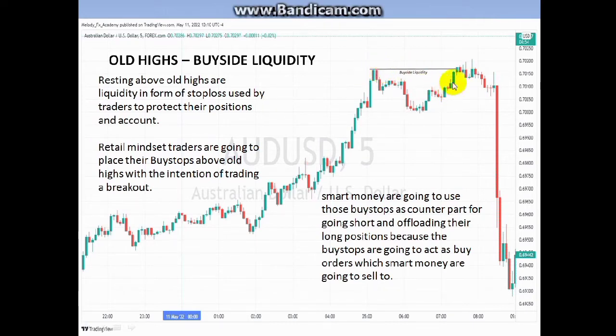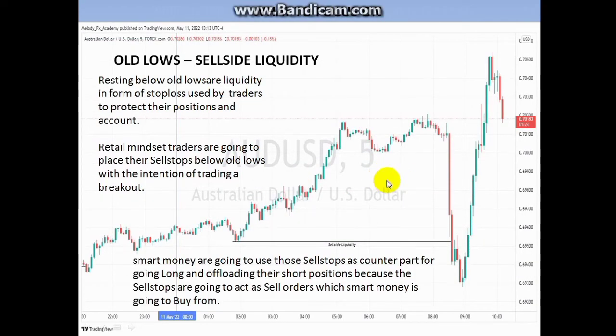As you can see, price eventually took out the stop loss of the ones that went short, then activated the buy stops order of the retail traders that are looking to trade a breakout, and went the other direction. So these guys are actually in losses right now, and probably their stop loss, for the buy stop traders, is going to be below this old low or somewhere around this. So that is one of the main focuses of smart money in price action.